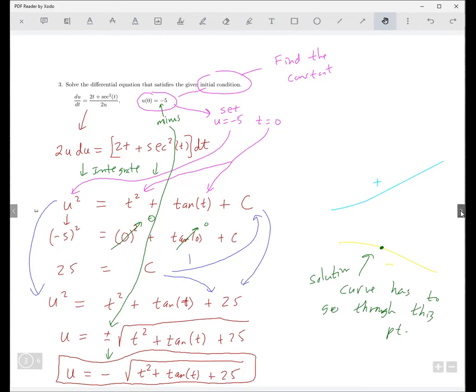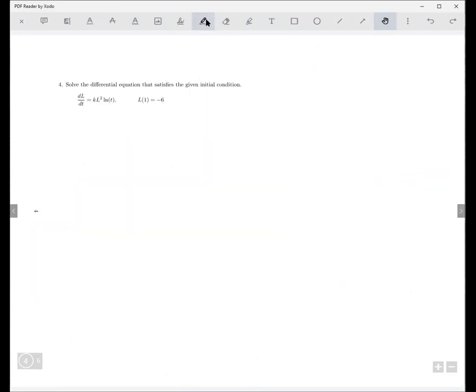Let's move on to number 4. I mean, again, this is not any resemblance to what this is or anything. I'm just saying that this plus or minus gives you 2 different curves, and you want the curve that goes through that point, and it's going to be the minus curve, not the plus curve. Oh, okay, thank you. Sure. Okay, so let's look at number 4.